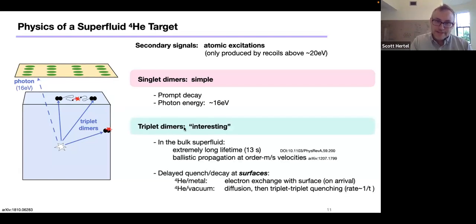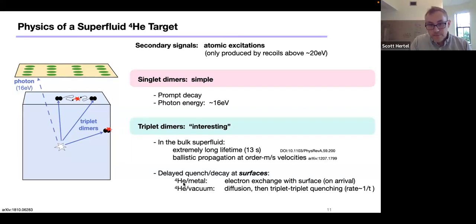The triplet dimers are interesting. They propagate in the bulk superfluid. They have a very long lifetime, so they actually reach the walls or the liquid surface before they decay, predominantly. And then they undergo quench or decay processes at the surface. So the physics of that interface dominates how these triplets decay and release their energy.